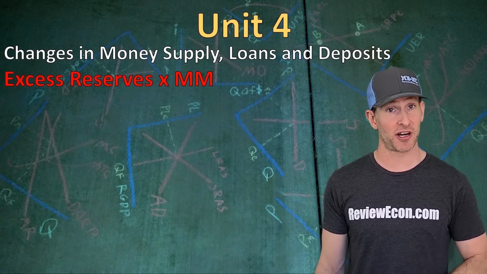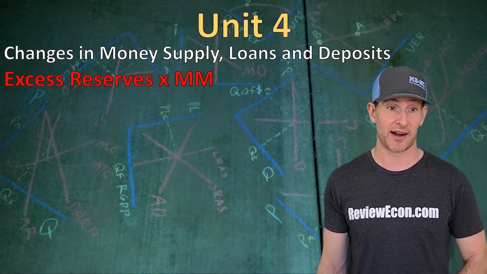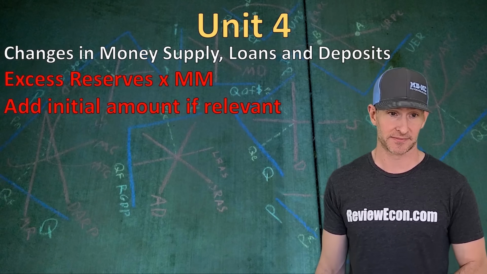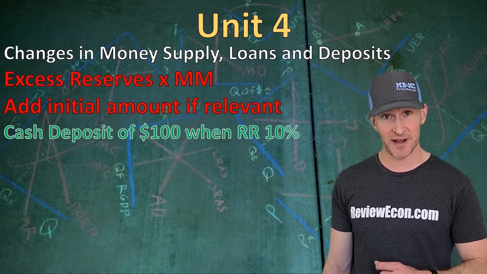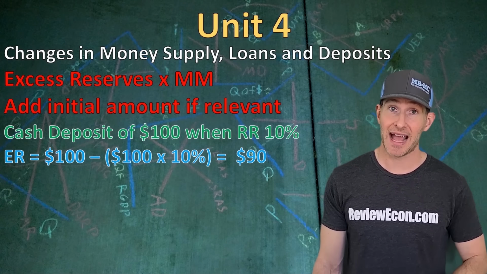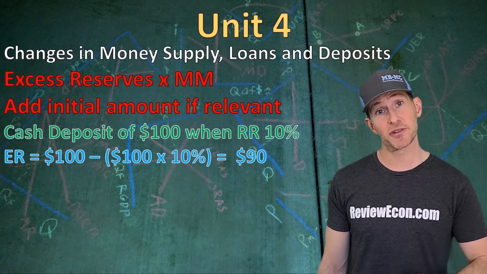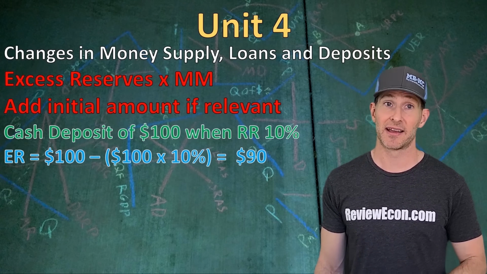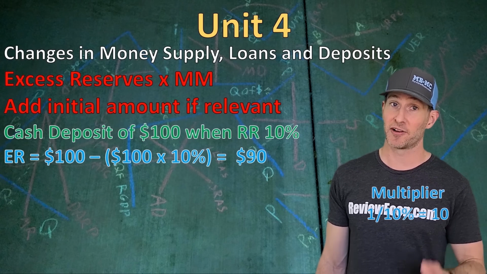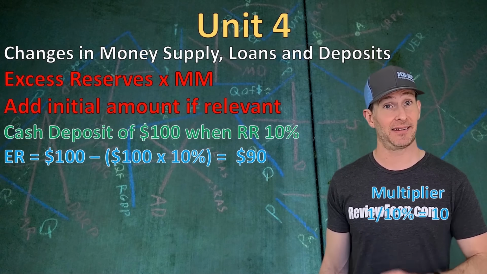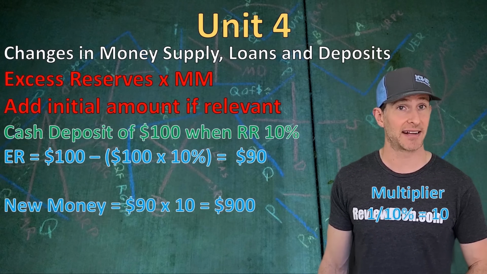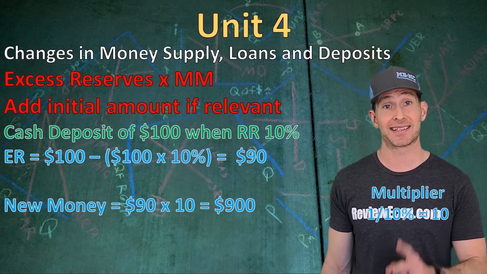Take the excess reserves and multiply that by the money multiplier. Sometimes you may also need to add in the initial amount if it's relevant. Let's look at the impact of a cash deposit into my checking account of $100 when the reserve requirement is 10%. Now to find the excess reserves that the bank has, we take my initial deposit and subtract the 10%. That gives us $90 worth of excess reserves the bank has. And the money multiplier is 1 divided by 10%, which is 10. So the amount of new money that my $100 deposit could create is the $90 worth of excess reserves times the 10 multiplier, that's $900.